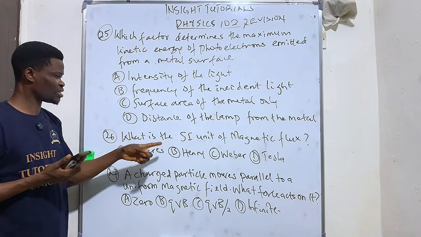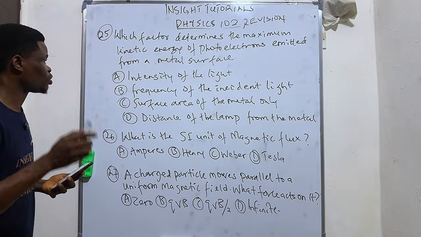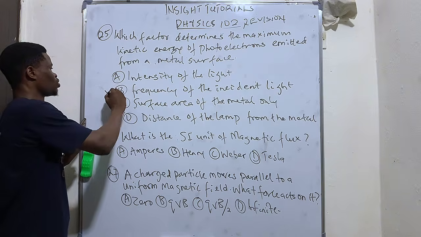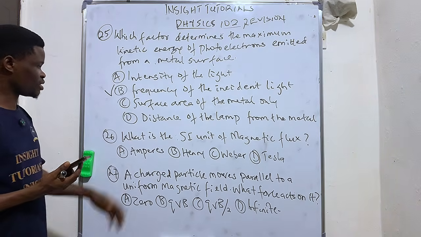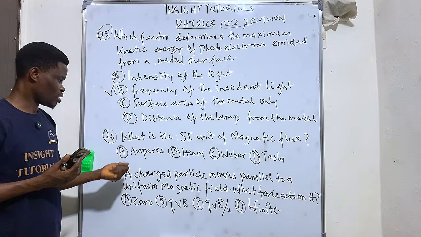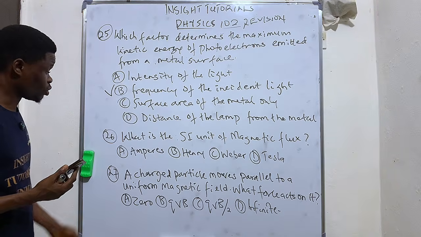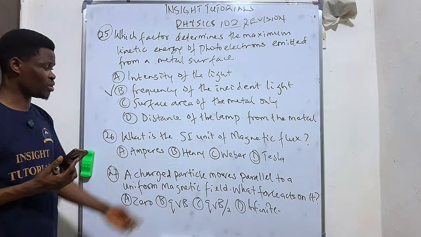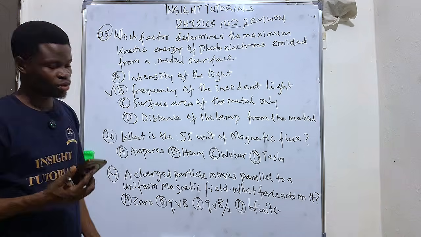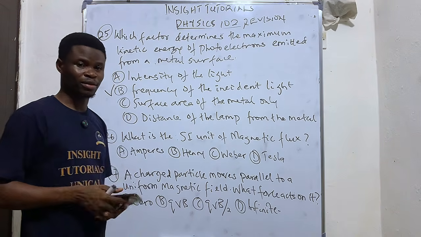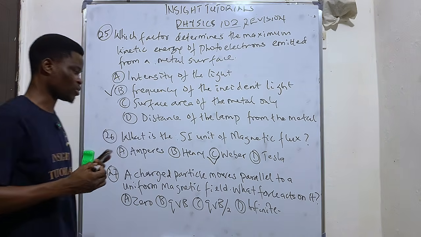The next question says, what is the SI unit of magnetic flux? A is ampere, B Henry, C Weber, D Tesla. Now you all know that the ampere is a unit of current, Henry is the unit of inductance, and Tesla is a unit of magnetic field. So the correct option is Weber. That is the unit of magnetic flux. So option C is correct.